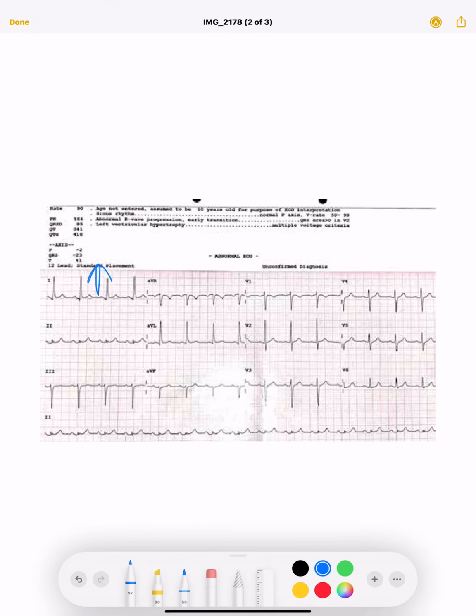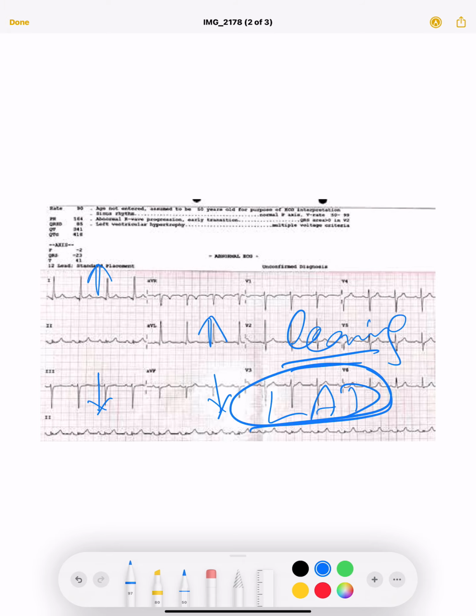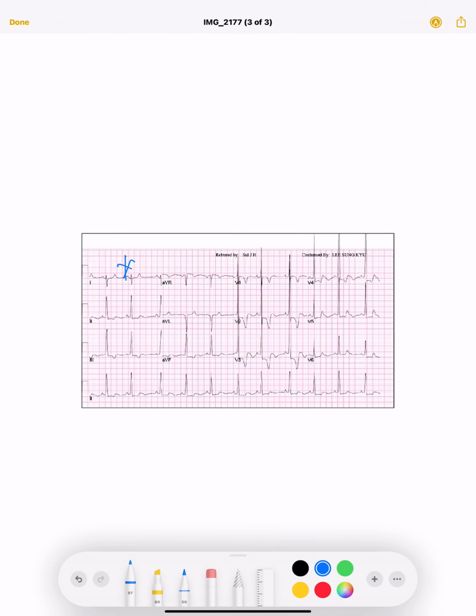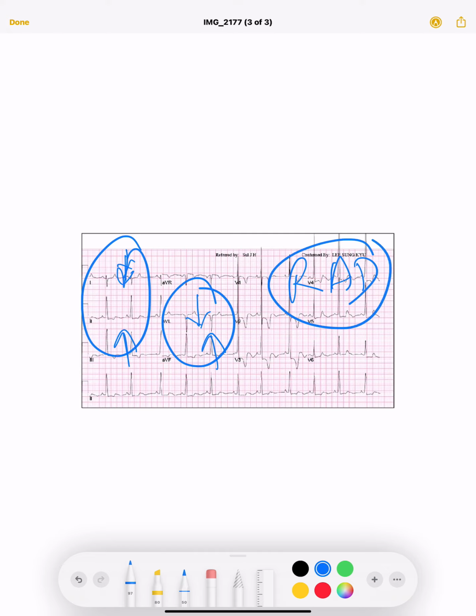1 is positive, 3 is negative. Similarly, AVL is positive, AVF is negative. So they are leaving each other. So that is why there is left axis deviation. Simple. And in the third ECG, 1 is negative, 3 is positive. Similarly, AVL is negative, AVF is positive. So they are going right toward each other. So that is why this is right axis deviation.